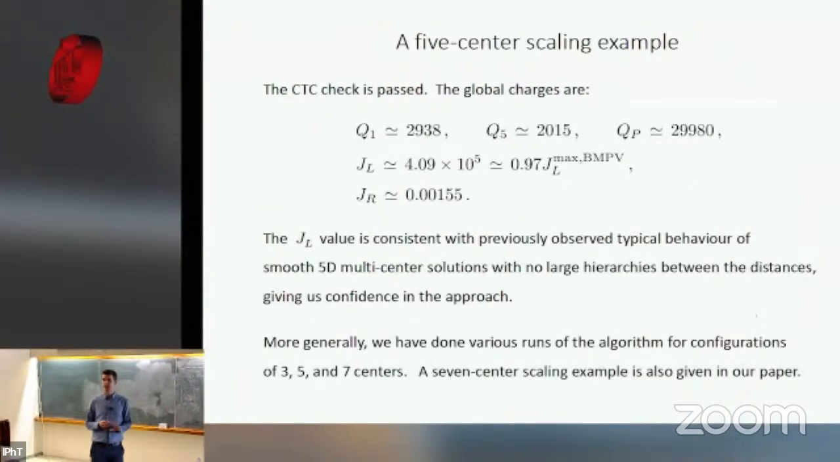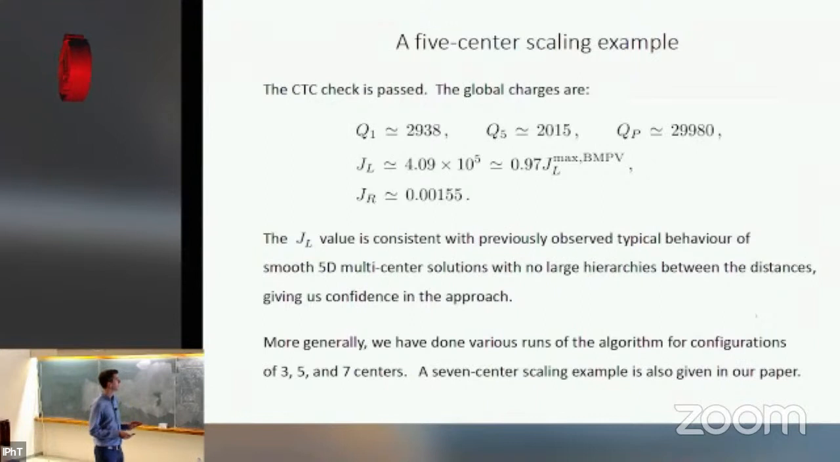Okay, the CTC check is passed. The global charges are some numbers. And one thing you might ask me is, how does the angular momentum of the configuration compare to the maximum for a single center large black hole? And the answer is it's about 97% of the maximum allowed rotation for that black hole.